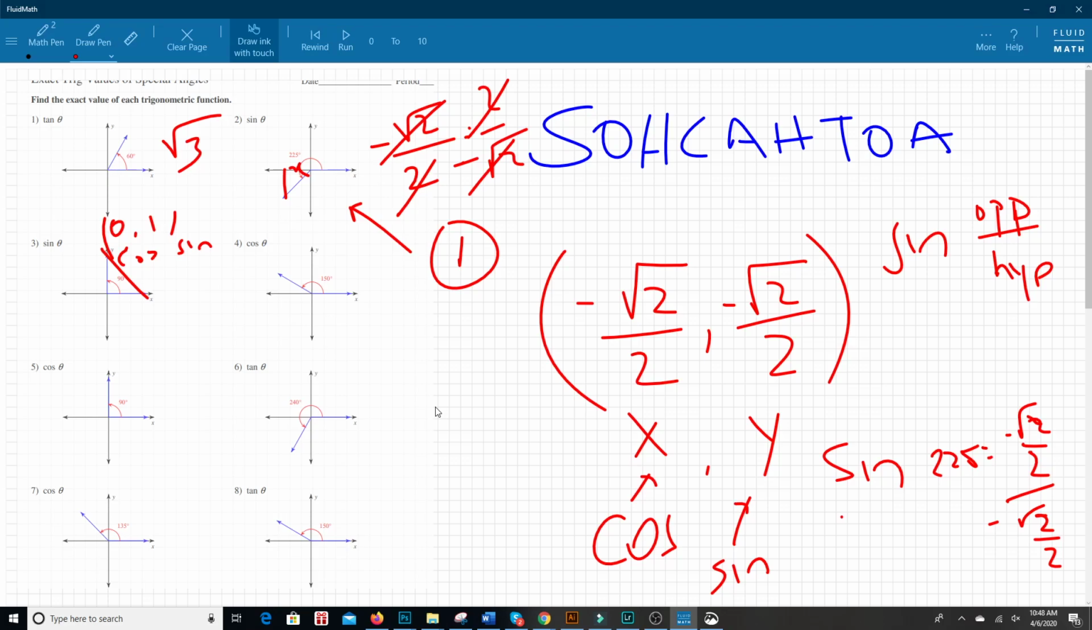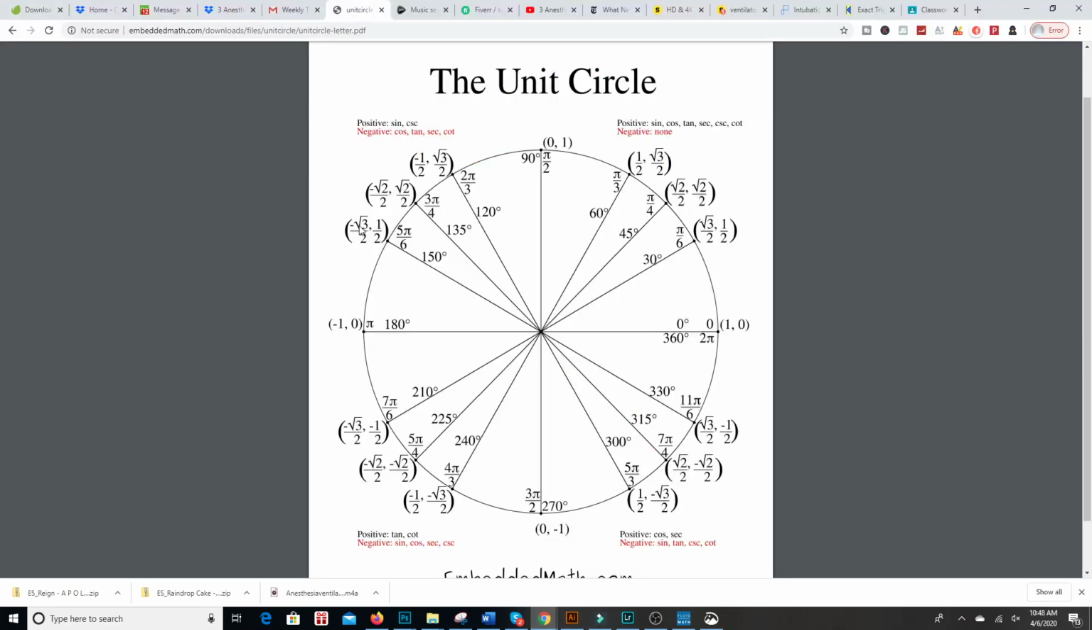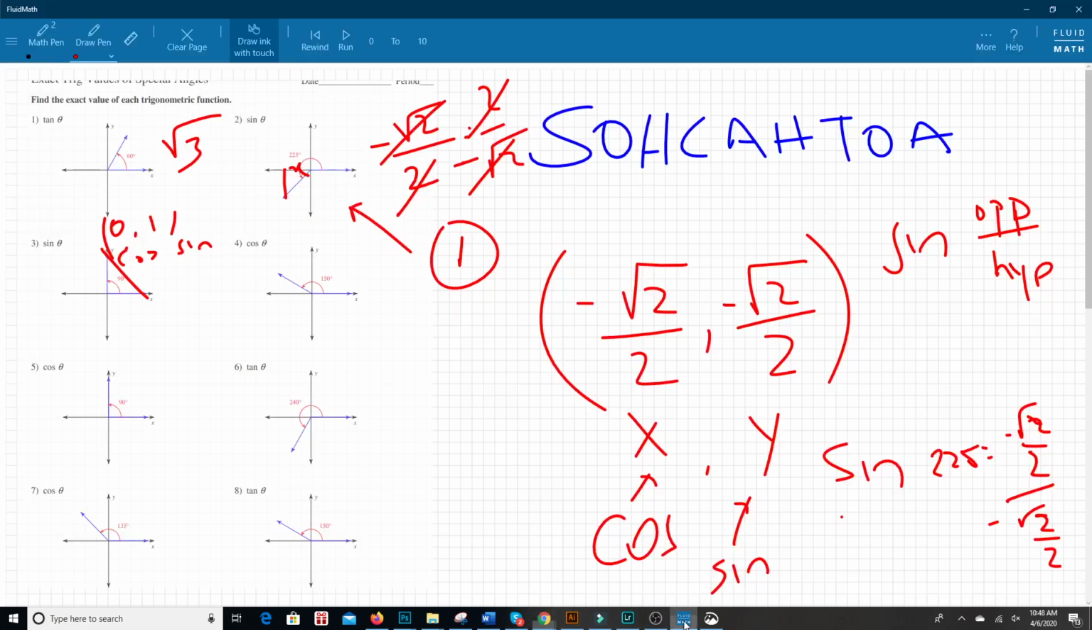Okay, so next we're going to have 150 degrees. So keep in mind, going back to my reference chart again, 150 degrees is going to be negative radical 3 over 2 and 1/2. This time they're asking you for the sine. So let's go back to that again. No, that's for the cosine, okay.